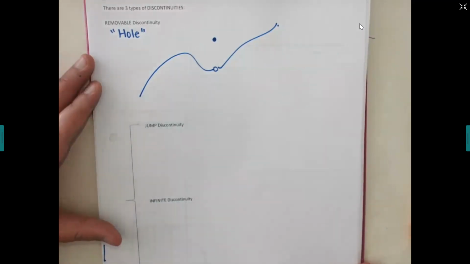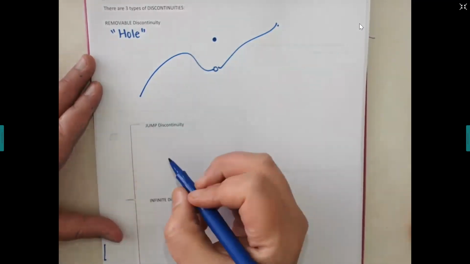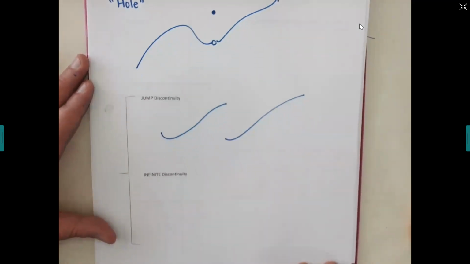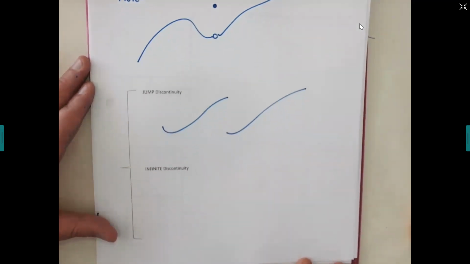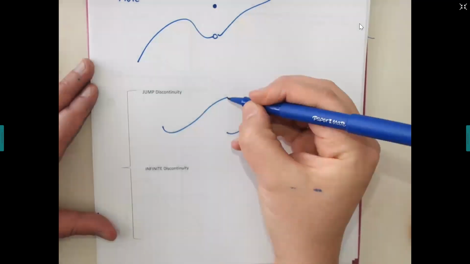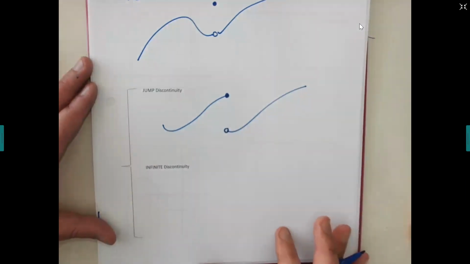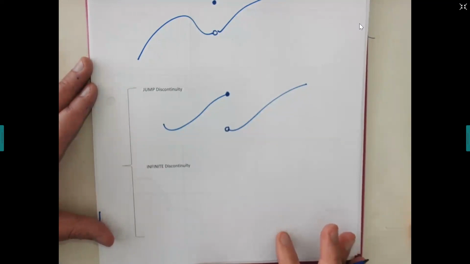Your second type is going to be a jump. For a jump, I want you to make 2 lines or curves, doesn't matter, but they can't approach the same value. So I'm going to put a closed circle here, open circle here. For a jump, you should have a gap between the left and the right side limits.